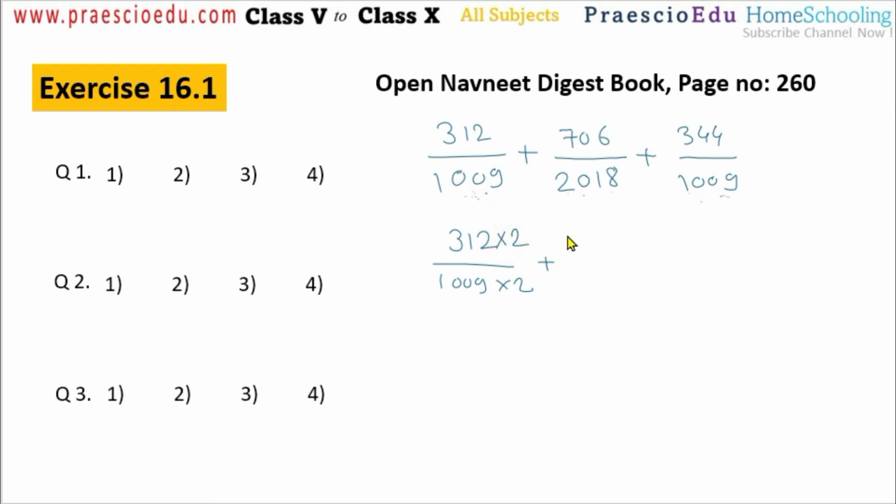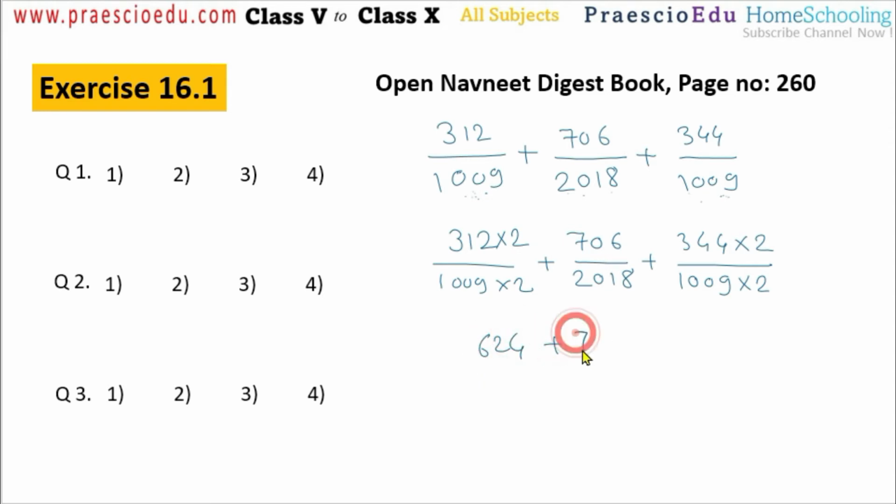plus 706 divided by 2018 plus here 344 divided by 1009, here also we have to multiply by 2 and the same multiply by 2 in the numerator also. So now 312 multiplied by 2 means 624 plus this 706, keep it as it is because the denominator is 2018, plus this 344 multiplied by 2 means 688, and in the denominator there is 2018.